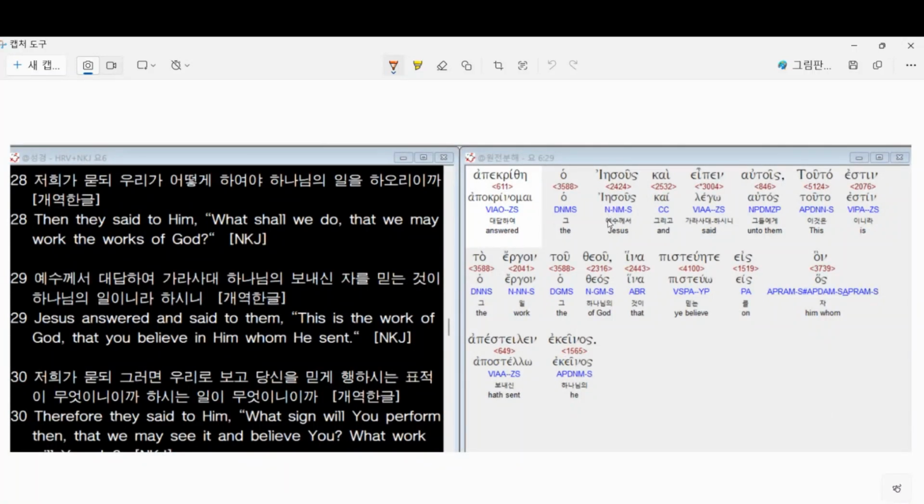Jesus answered and said to them, "This is the work of God, in order that you, second person plural, believe." So it is not "you believe," right? It is not "you believe."